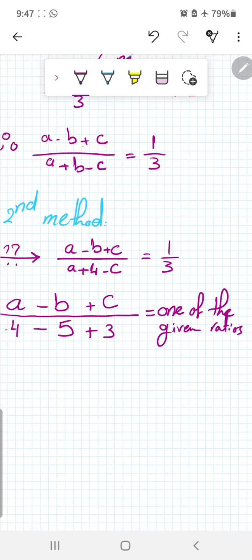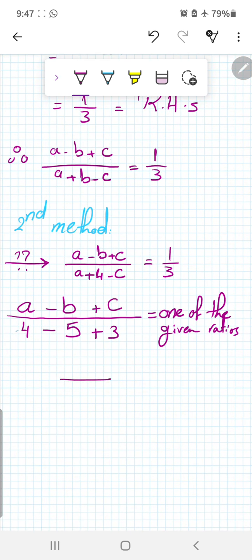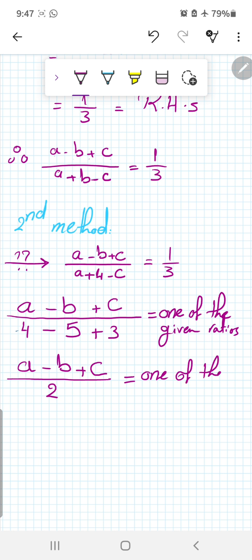Simplify. Here we have A minus B plus C over 4 minus 5 plus 3, which equals 2. All of this equals one of the given ratios. Let it be number 1.